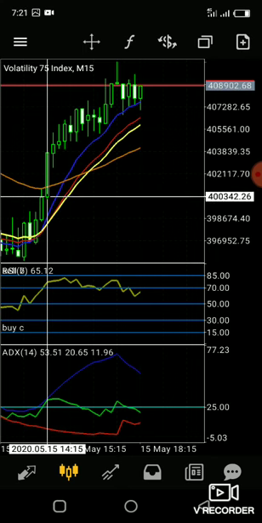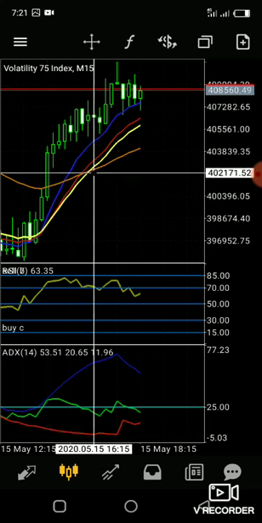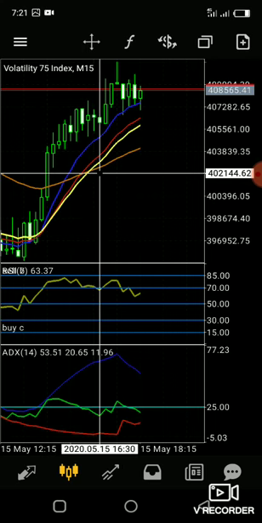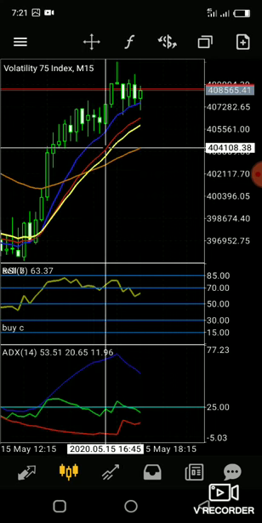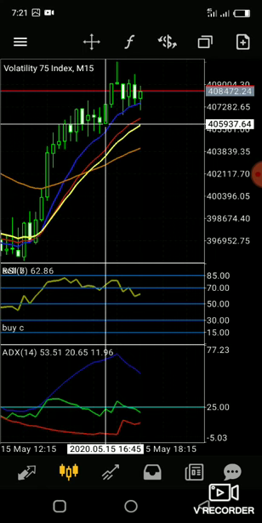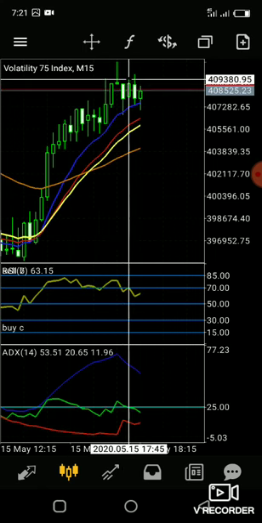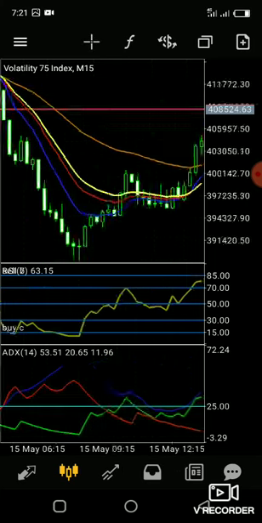The buy started here, but our condition wasn't met. The crossover wasn't a complete one here. This was where it was a complete crossover. So we would have taken our entry here, and by now we would have been in profit. So this is how the strategy works, the crossover strategy.